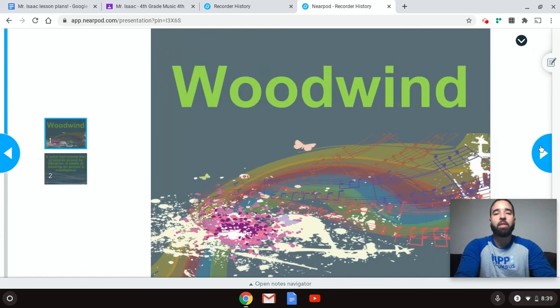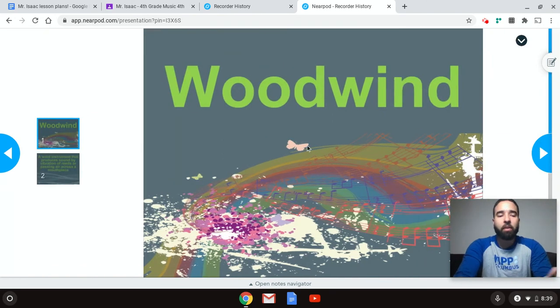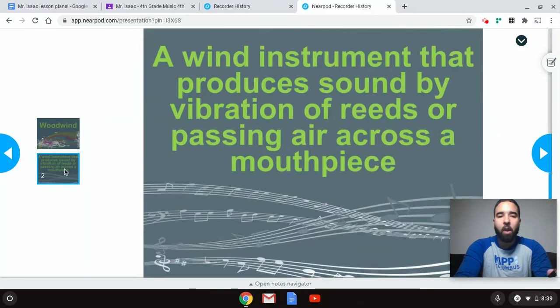Moving on after the slide that says windway, woodwind. Some of you may know woodwind. We learned this word last year when we were talking about instruments. Woodwind is a wind instrument that produces sound by vibration of reeds or passing air across a mouthpiece. This is one of the instruments that passes air across a mouthpiece.